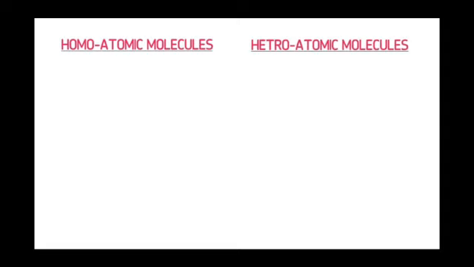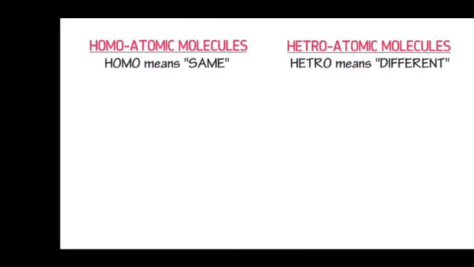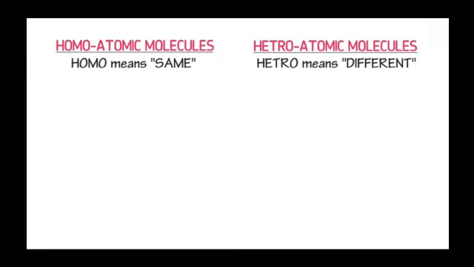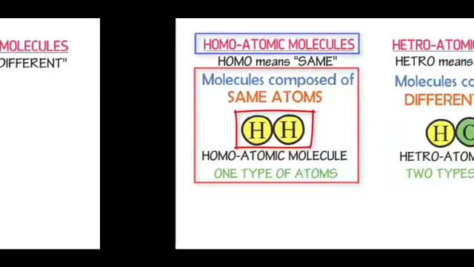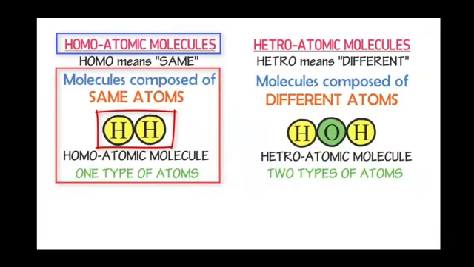Now, let's learn about the classification of molecules: homoatomic molecules and heteroatomic molecules. What's the meaning of homo? Yes, homo means same and the word hetero means different. Molecules composed of same atoms are called homoatomic molecules, while heteroatomic molecules are composed of different or unlike atoms.